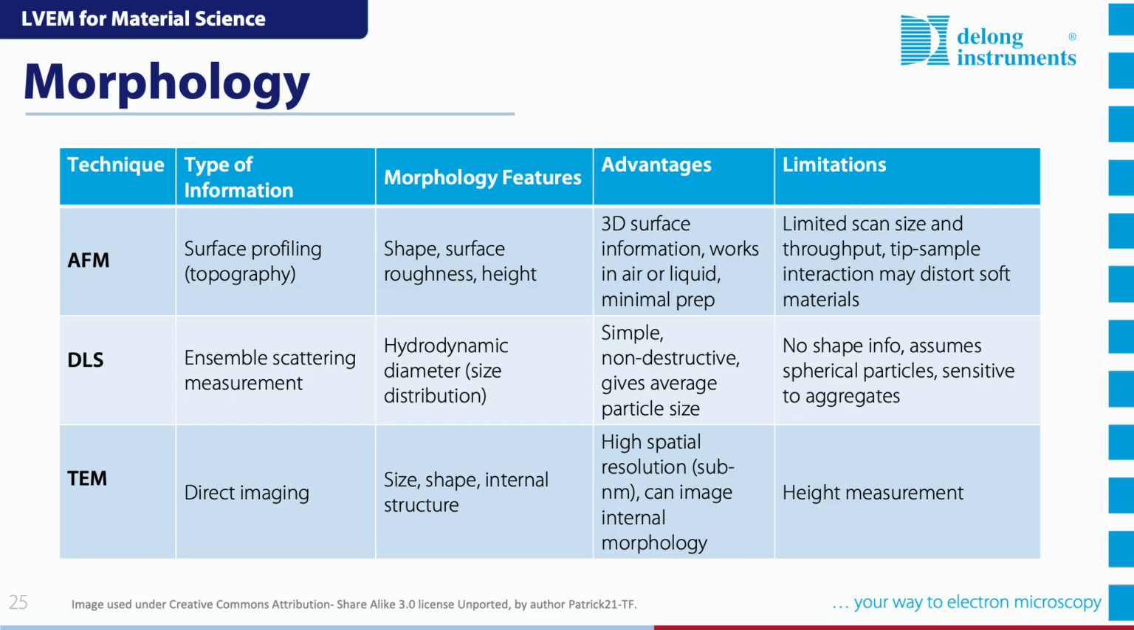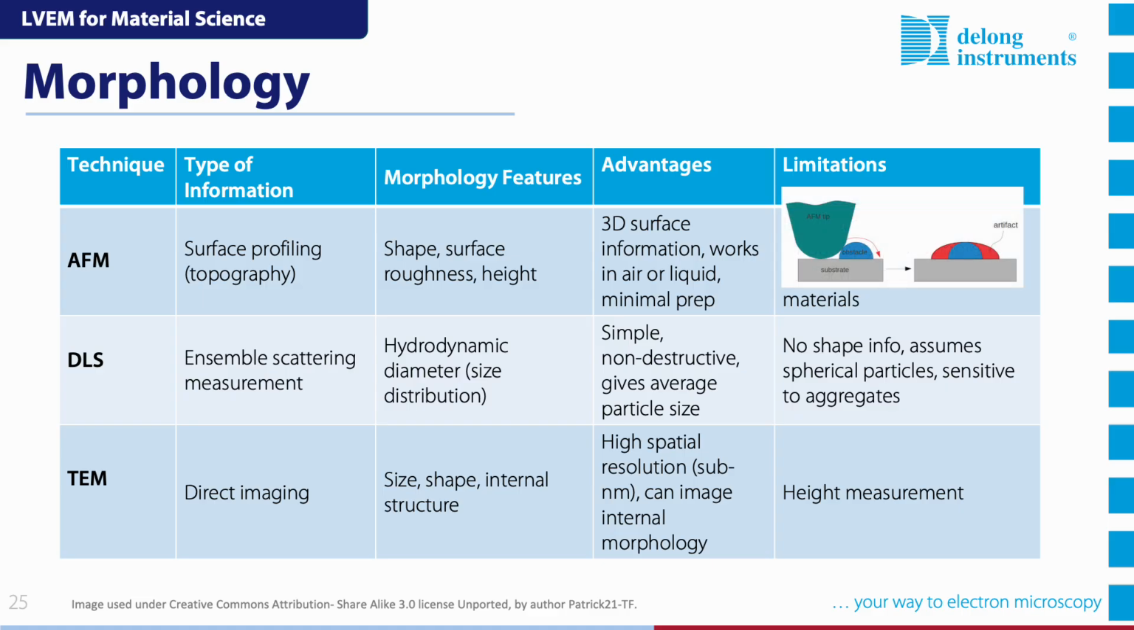DLS, or dynamic light scattering, measures hydrodynamic diameter and size distribution of particles only in solution. It's simple, non-destructive, and gives average particle sizes. However, it provides no shape information, assumes spherical particles, and is sensitive to aggregates. Finally, TEM offers direct imaging, revealing particle size, shape, and internal structure with high spatial resolution, often down to the sub-nanometer level. It allows imaging of internal morphology, though height measurements require additional techniques.